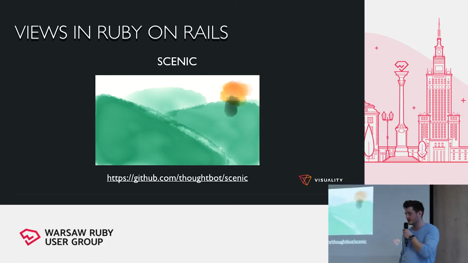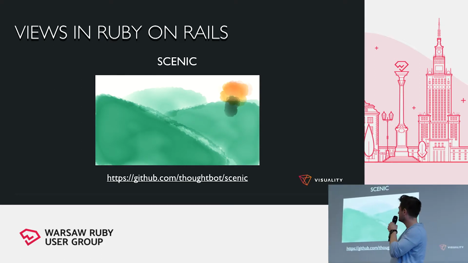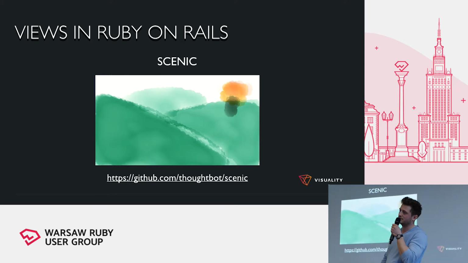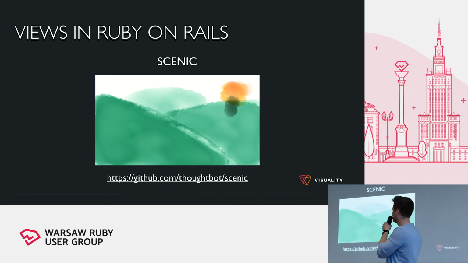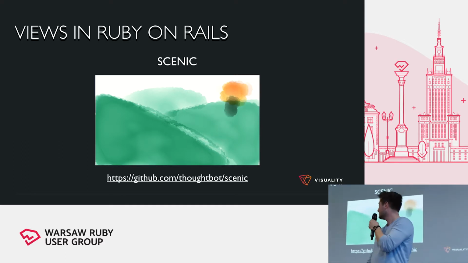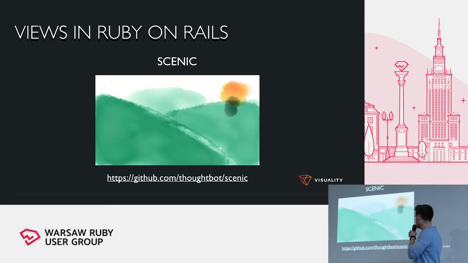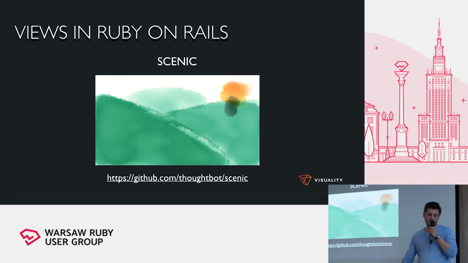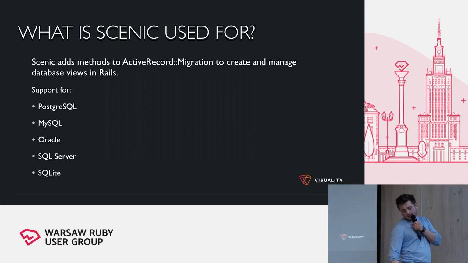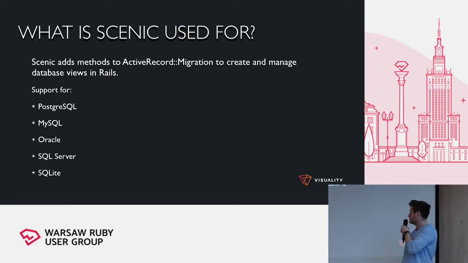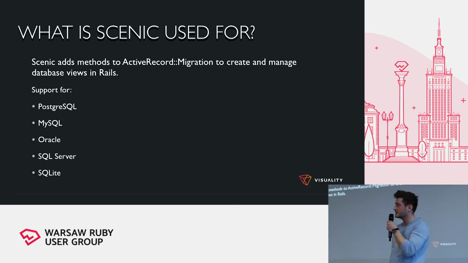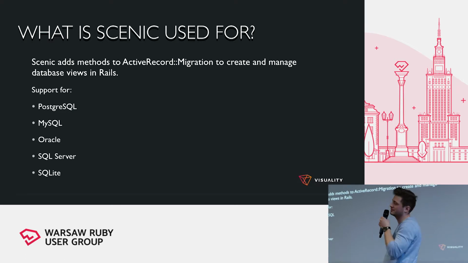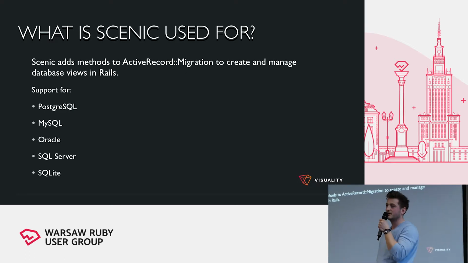So going further, I would like to introduce you to the gem that allows us to include views into a Ruby on Rails application easily. It's called Scenic. The address is here, that you can reach. And what is Scenic used for? Basically, it adds methods to Active Record migrations and allows you to create and manage the views.